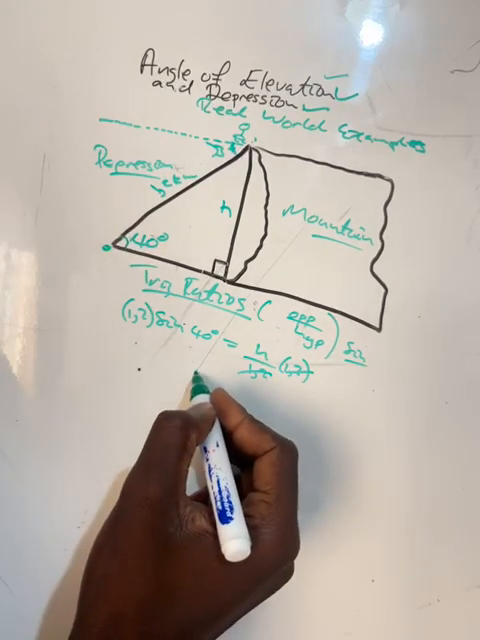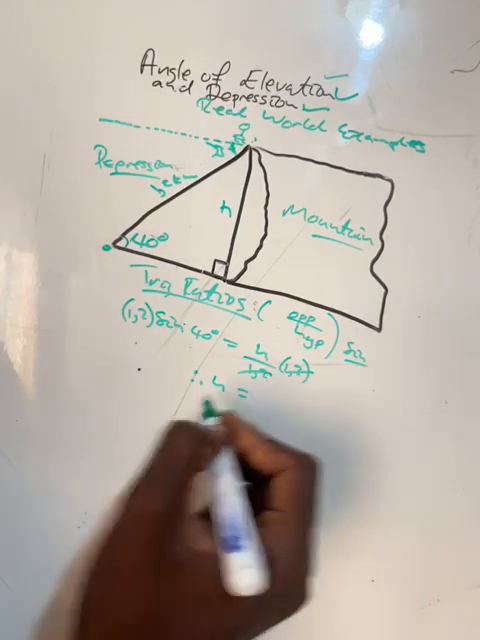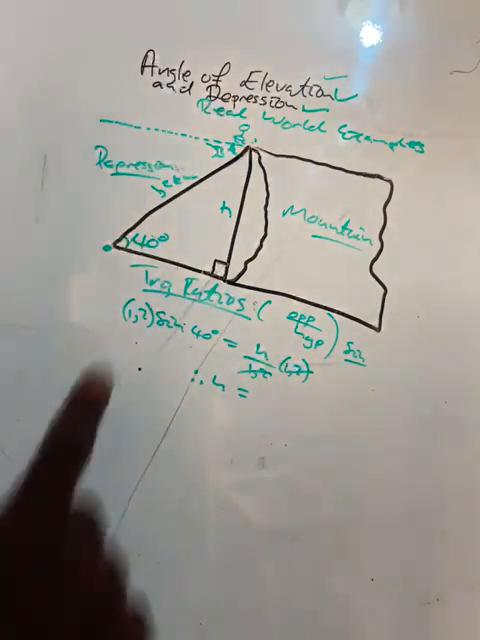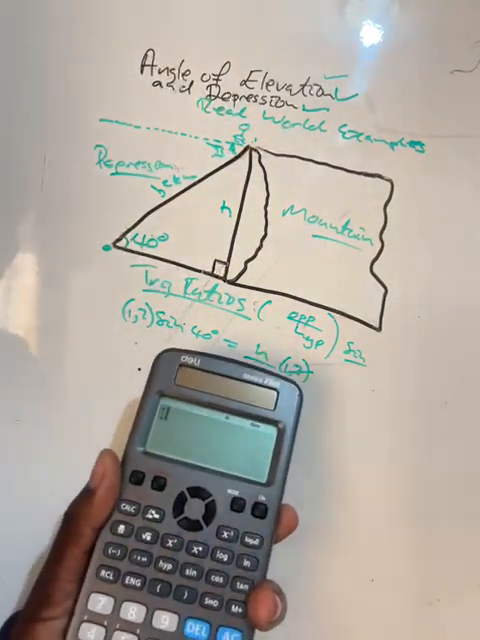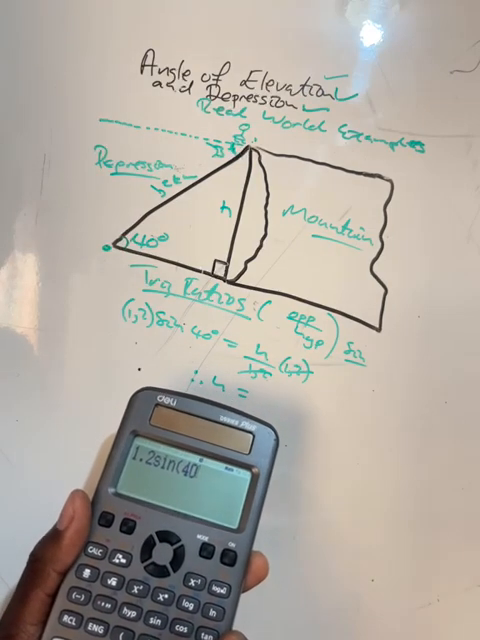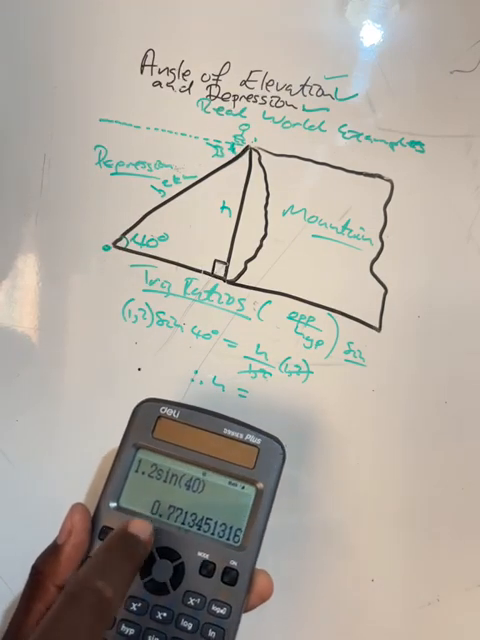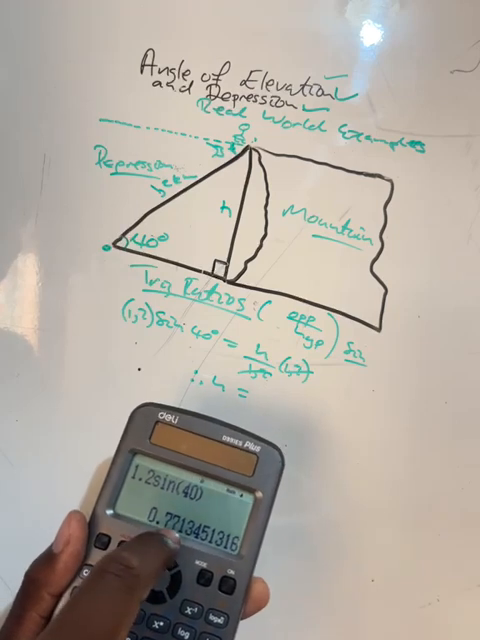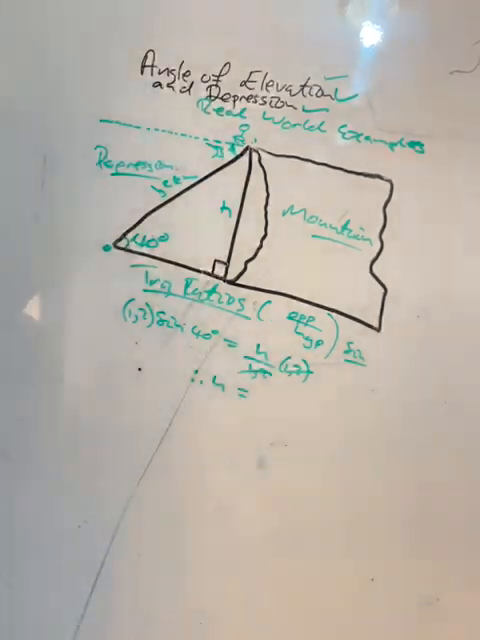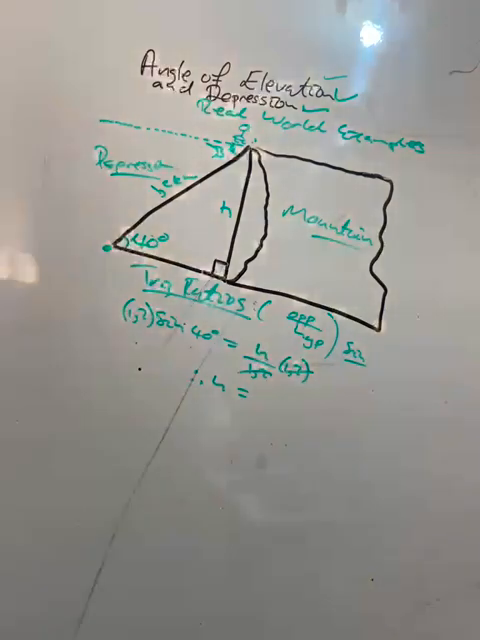So I can conclude that h is equal to 1,2 sine 40 degrees. If the answer needs us to round off to certain decimal places, we're going to round off to one decimal place. So now I input into the calculator 1,2 sine 40 degrees, which is equal to 0.77. When I round off to 1 decimal place, it will be 0.8.